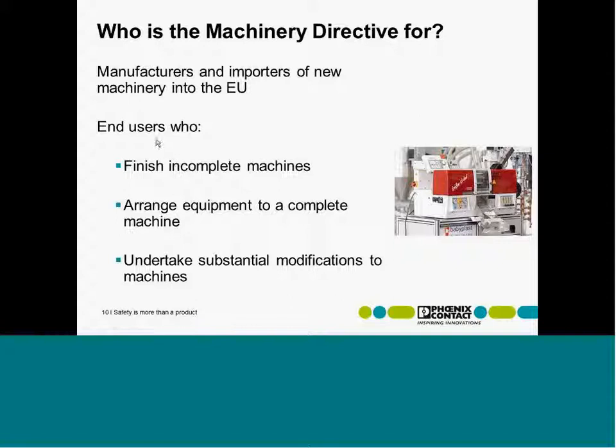And this is seen in the second point here, arranging equipment into a complete machine. That is very similar to the first topic. Think about an end user buying several sub-assemblies from different manufacturers and completing these several sub-assemblies into a complete production line. So he has a packaging machine, he has an unpacking machine or whatever, and the final product itself is a complete production line. So for this reason, the end user also becomes the complete machine manufacturer.